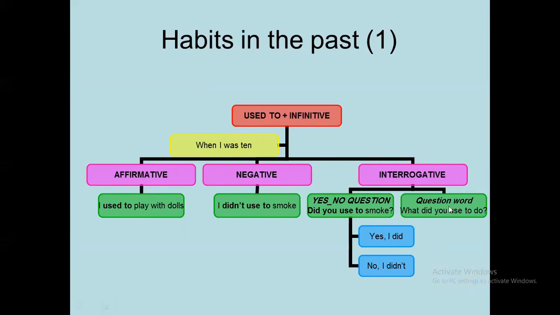If you want to use a WH question, use any question word you want and any regular question structure in the past. What did you use to do? What did you use to do when you were young? I used to drink milk, but now I stopped, for example. Where did you use to live when you were young? I used to live in California, for example.